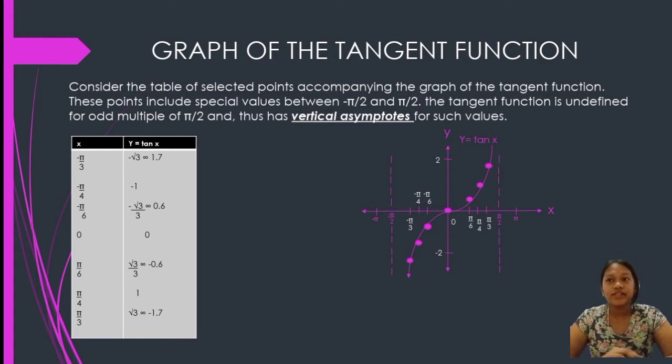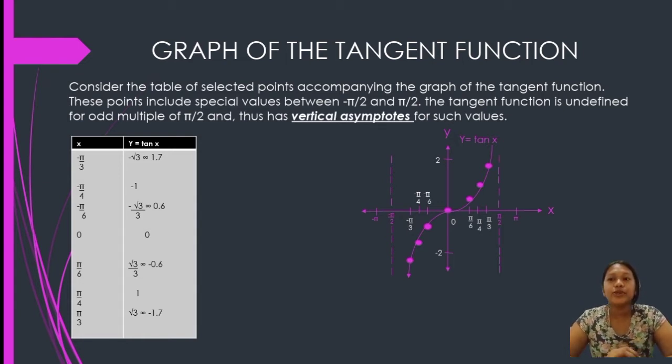In the x values, we have negative pi over 3, negative pi over 4, negative pi over 6, 0, positive pi over 6, positive pi over 4, and positive pi over 3. And in y values, we have negative square root of 3, approximately negative 1.7, negative 1, negative square root of 3 over 3, approximately negative 0.6, 0, positive square root of 3 over 3, approximately 0.6, positive 1, square root of 3, approximately 1.7.